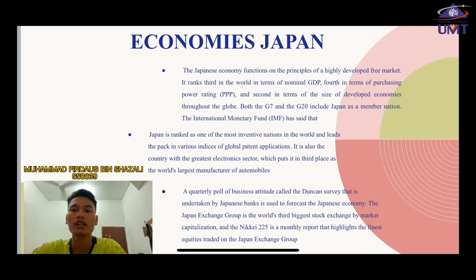In 2018, Japan was the world's fourth biggest importer and fourth largest exporter respectively. Japan is ranked as one of the most inventive nations in the world and leads the pack in various indexes of global patent applications. It also has the greatest electronics sector, which puts it in third place as the world's largest manufacturer of automobiles.